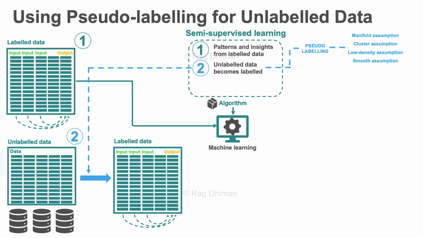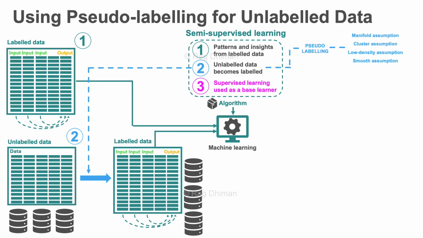The result is that we end up with all labeled data, which is a combination of the original human labeled data and a large set of pseudo-labeled data, all of which are ready for training the AI model. The underlying algorithm used in this method of semi-supervised learning is actually a supervised learning algorithm, which in this context is referred to as the base learner.